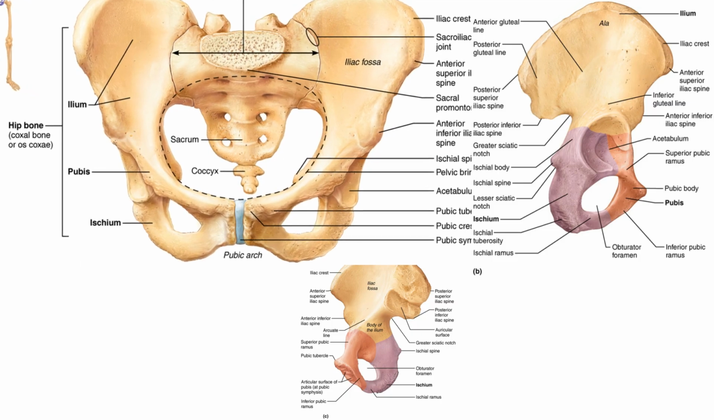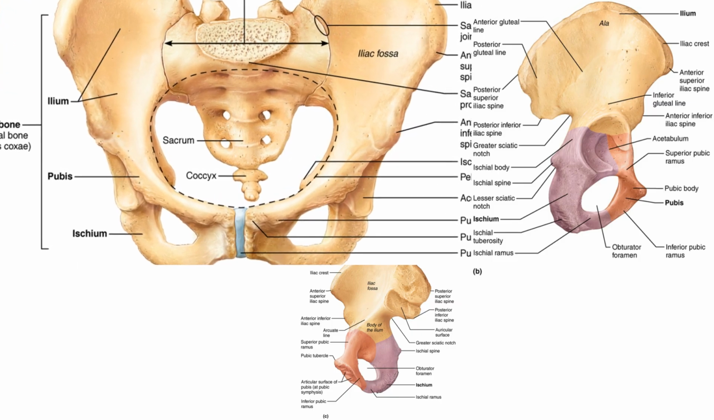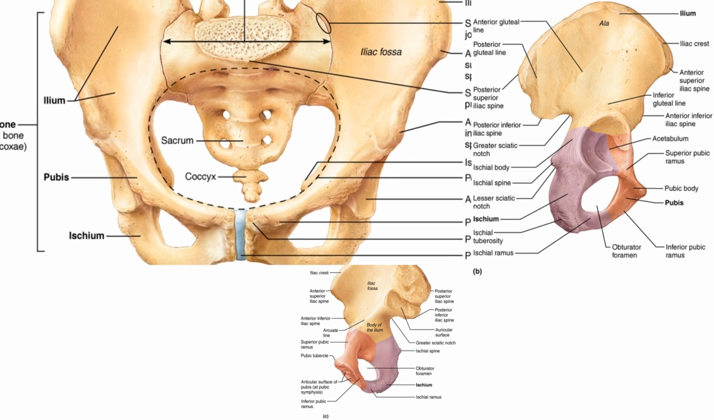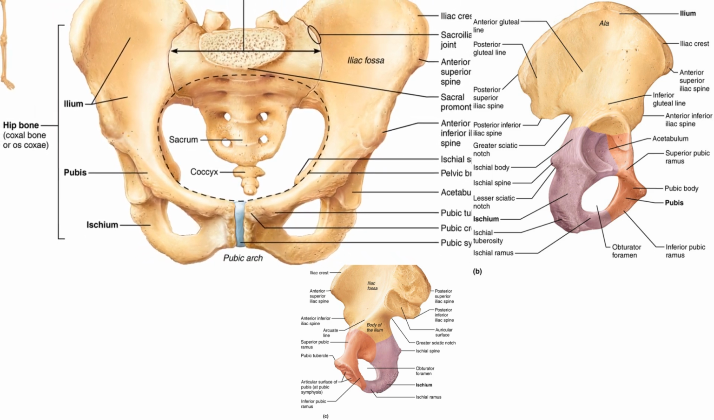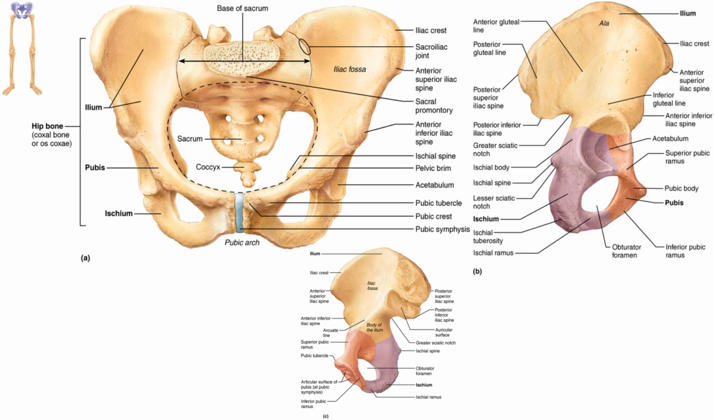Now, let's examine the bones of the pelvic girdle, also known as the os coxae. Each hip bone is a single unit formed by the fusion of 3 distinct bones. First, the ilium. This is the large superior fan. Along the top edge is the iliac crest.